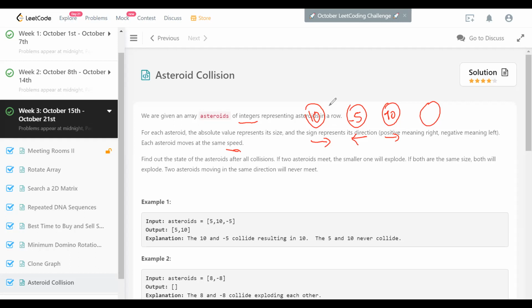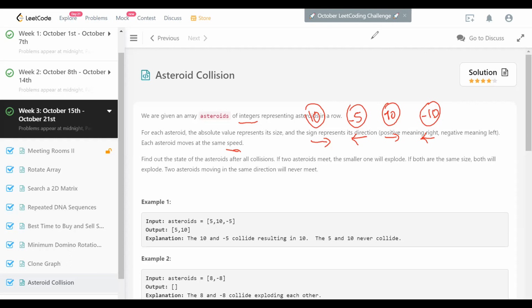So look at this case. 10 and 5, when they collide, 5 is going to be destroyed and 10 is going to remain as it is. So we have 10 and 10 going forward. But what if I have another minus 10 here? In this case, both of them are of the same size. When both are of the same size, both are going to explode. That's the scenario we have. So how do we solve it?